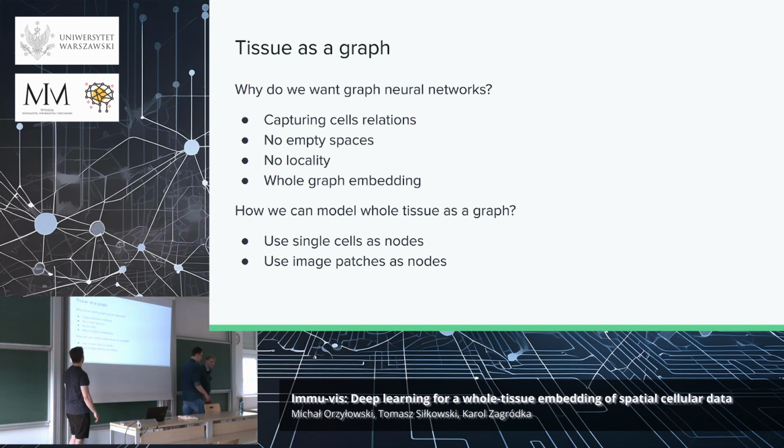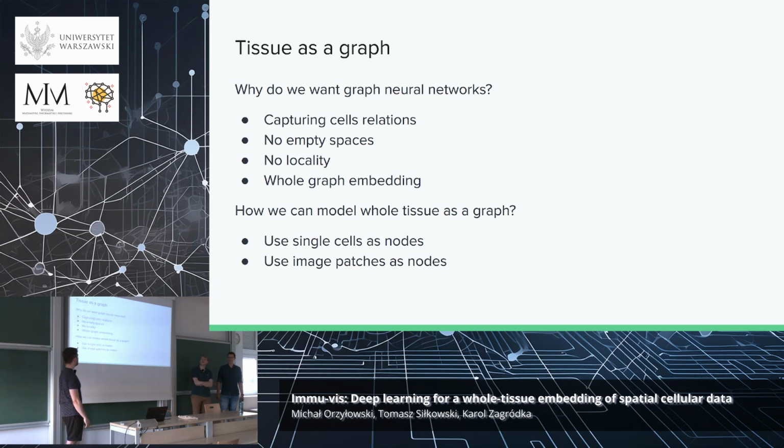Yes, so now back to the graph part. So I was working on it, and at first we can ask ourselves, why do we even want to use graph neural networks for that problem? So it solves some issues we encountered with other models. So we can easily capture cell relations. We can get one cell and connect them to the neighboring one.